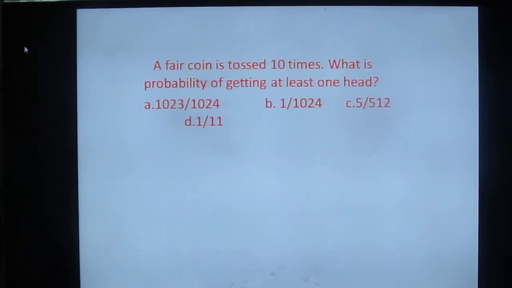A fair coin is tossed 10 times. What is the probability of getting at least one head? Usually, what is the probability of getting one head? It is 1 by 2. What is the probability of getting one tail? It is also 1 by 2.